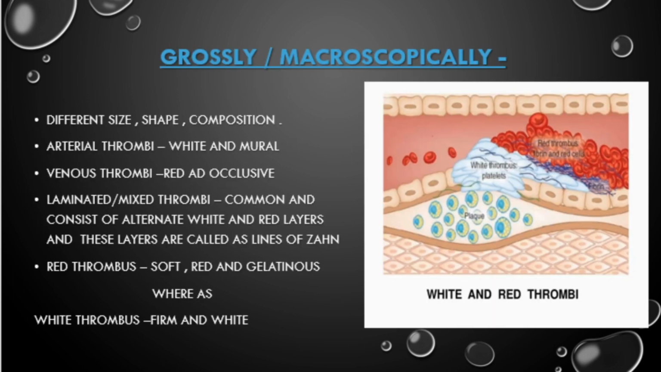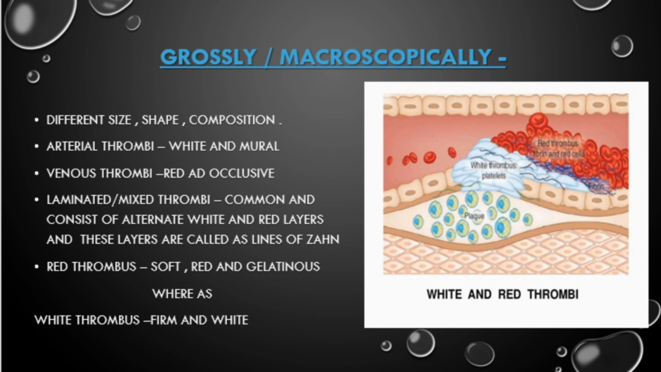Thrombi may be of different shapes, sizes, and composition depending upon the site of origin, whether it is in the arteries, in the heart, or in veins. Arterial thrombi tend to be white and mural, whereas venous thrombi are red and occlusive.